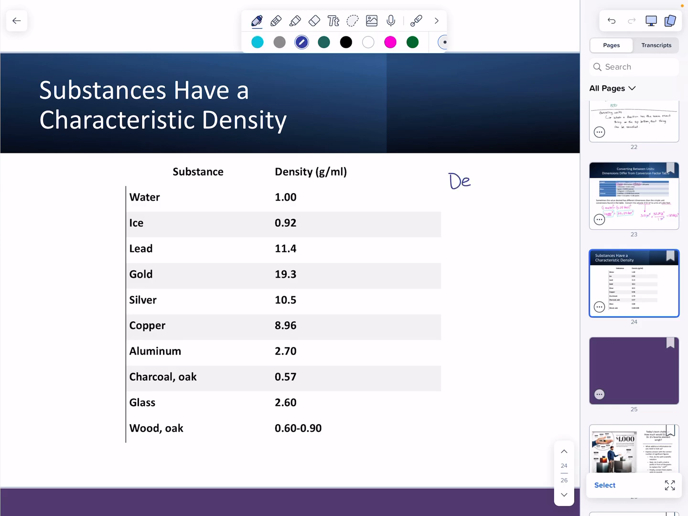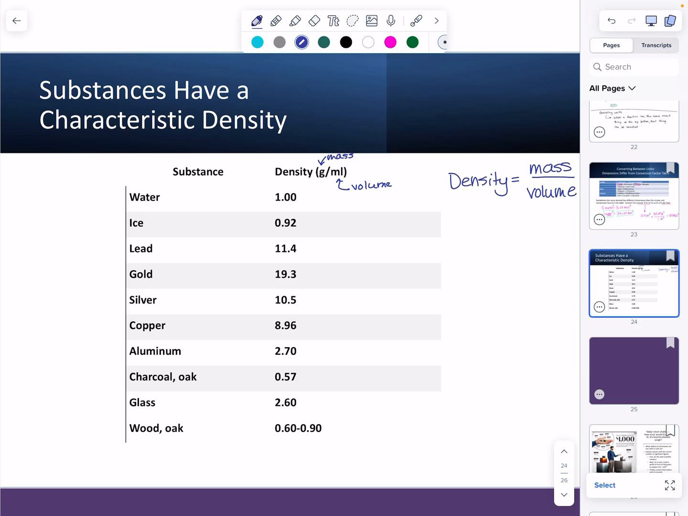So when we talk about density, it's the amount of mass of a material divided by the amount of volume, or the amount of space it takes up. And the standard unit that we use for this is grams per milliliter. So grams is a unit of mass, right? And milliliter is a unit of volume.